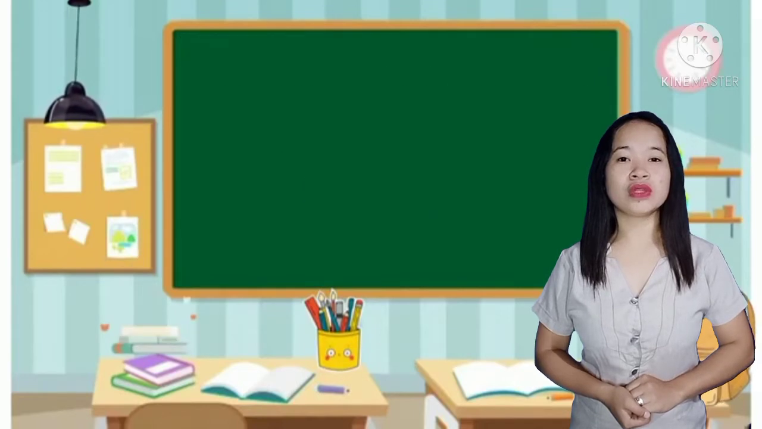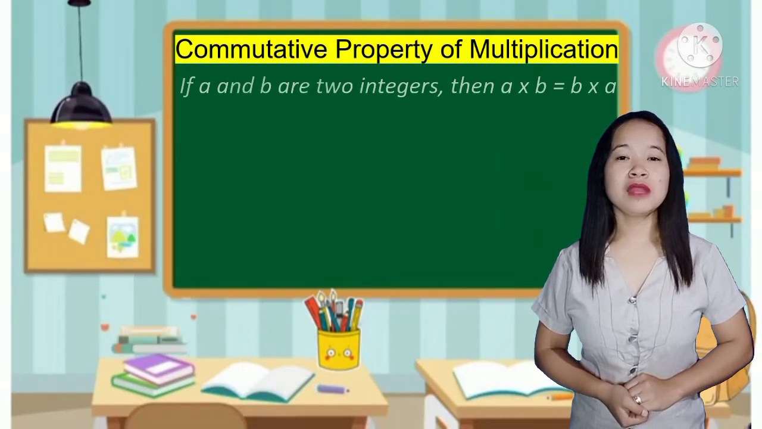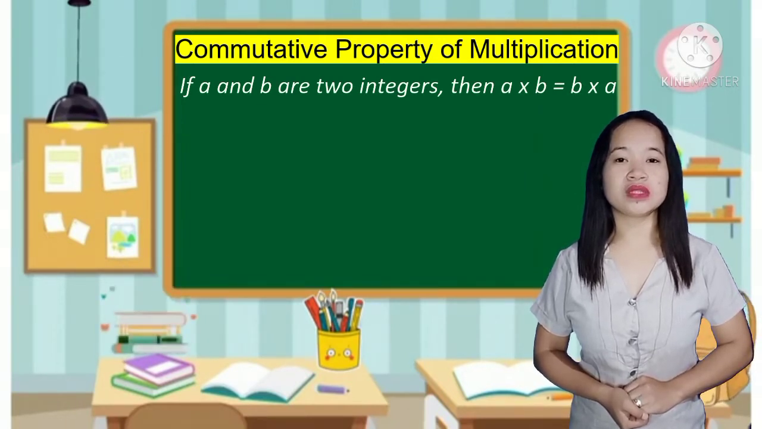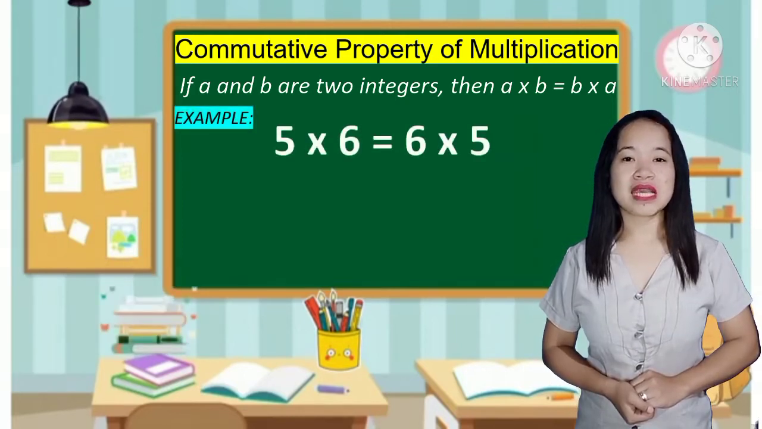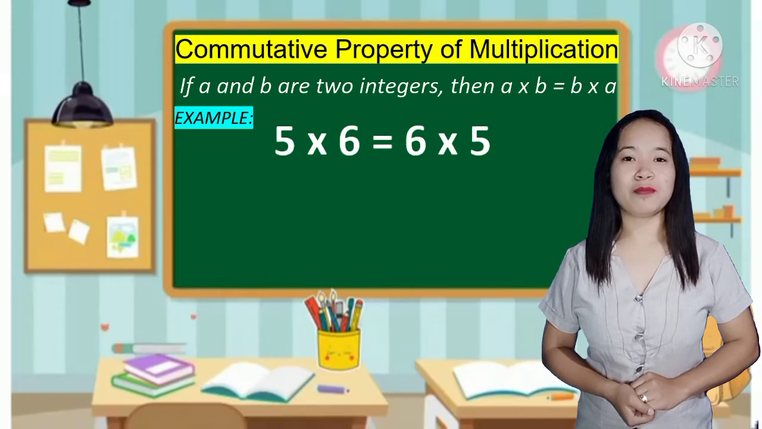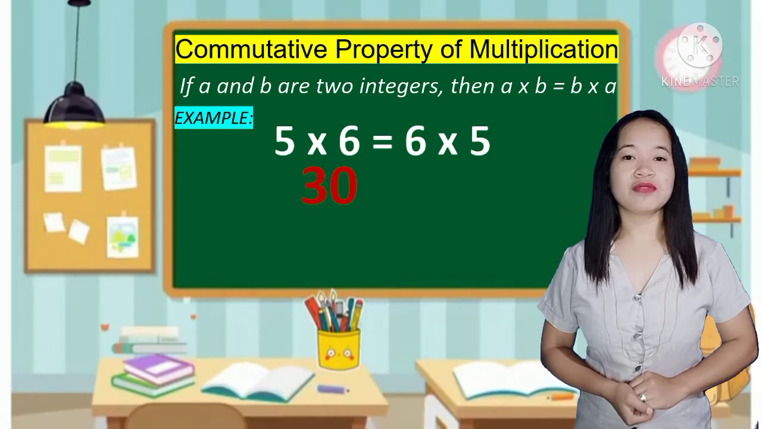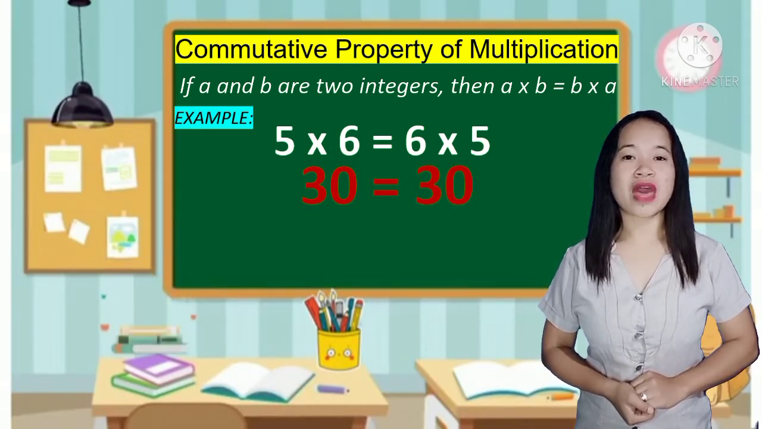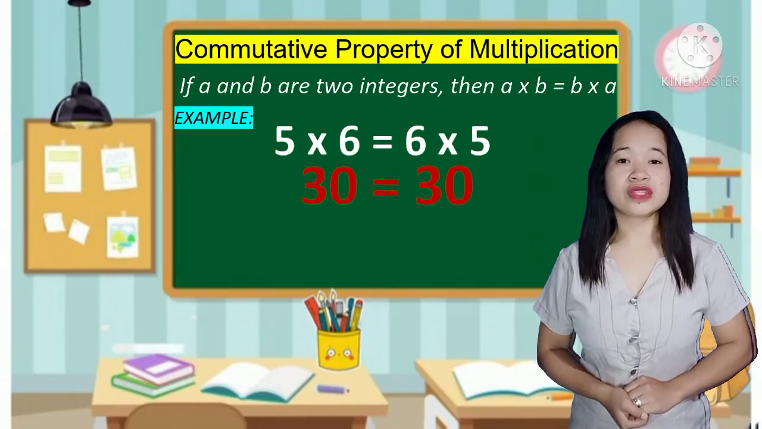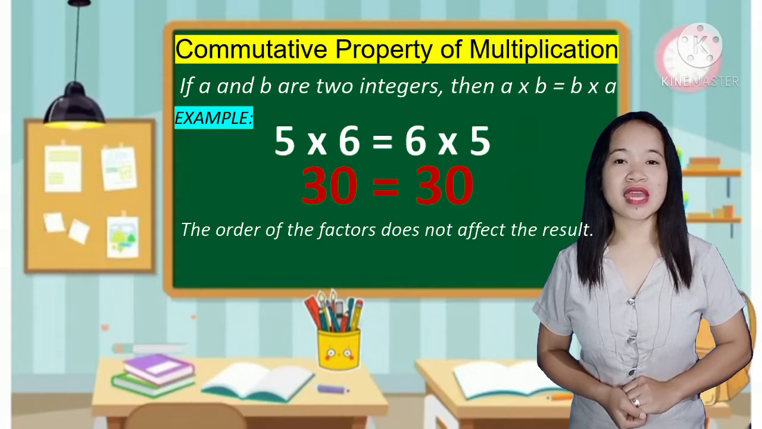Now, let's move on to commutative property of multiplication. If A and B are two integers, then A times B is equal to B times A. Now, let's have an example. 5 times 6 is equal to 6 times 5. 5 times 6 is equal to 30, while 6 times 5 is also equal to 30. Therefore, both of them have a product of 30. We can say that the order of the factors does not affect the result.